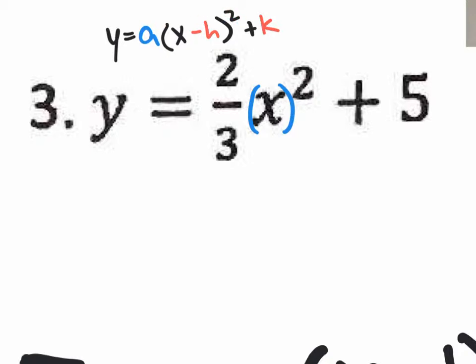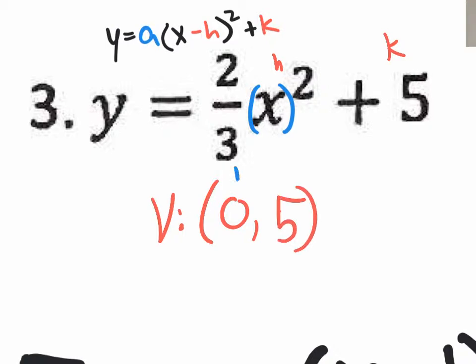leaving the power of 2 on the outside, so it could look like this, right? Power 2 on the outside, parentheses. So when I ask you what number is being subtracted on the inside with X, what number is being subtracted in here? 0. Exactly. So the vertex H value is going to be 0. The K value is going to be what? 5. So our vertex is 0, comma 5. This was the H, this was the K.